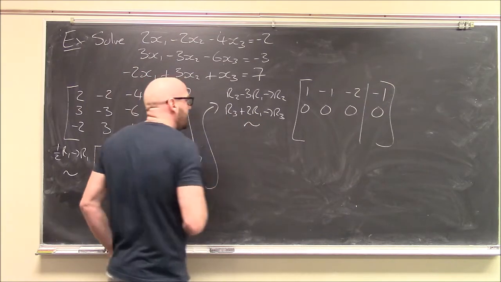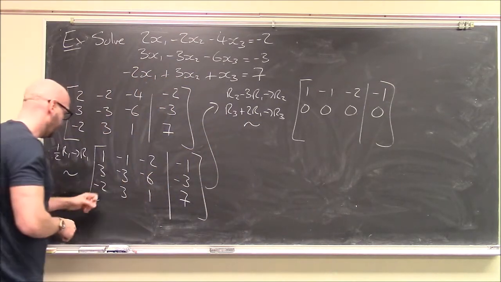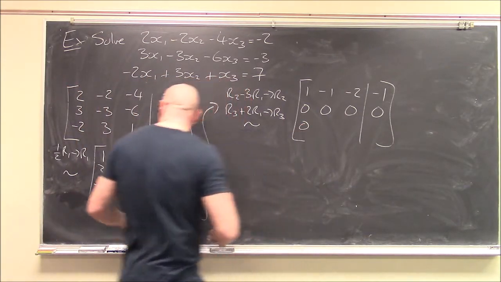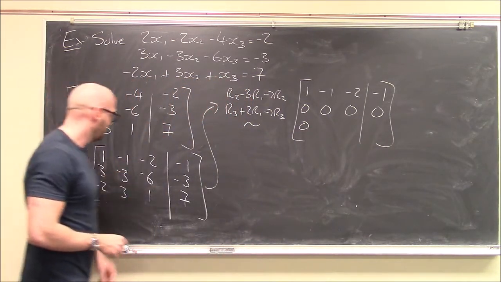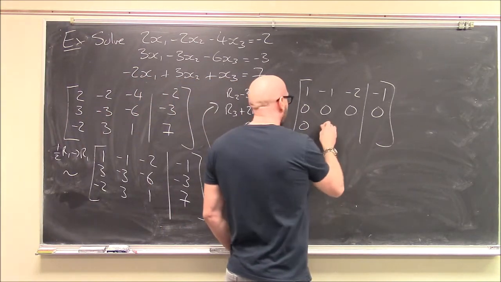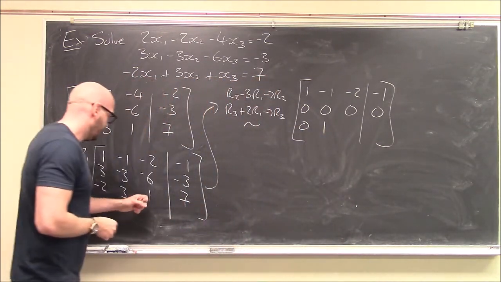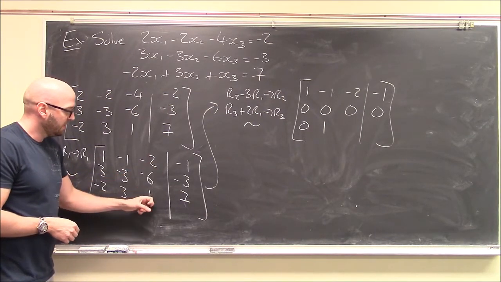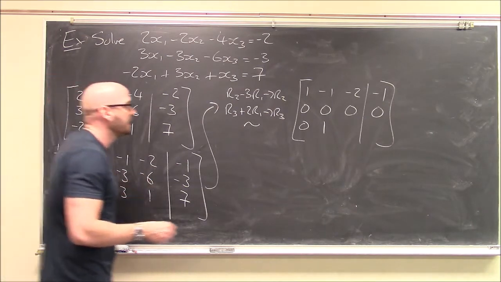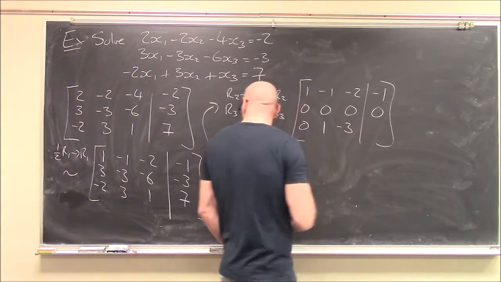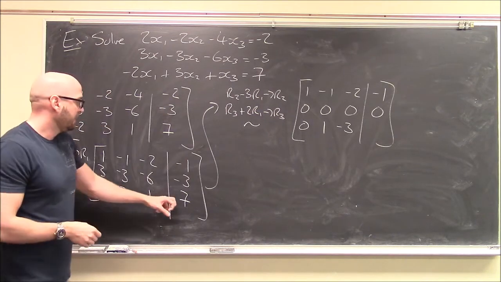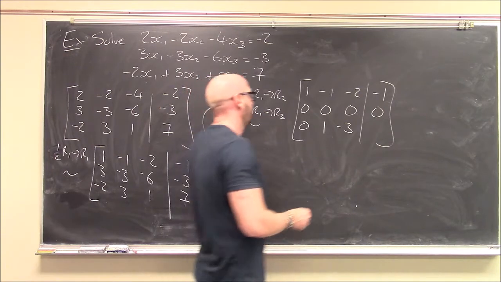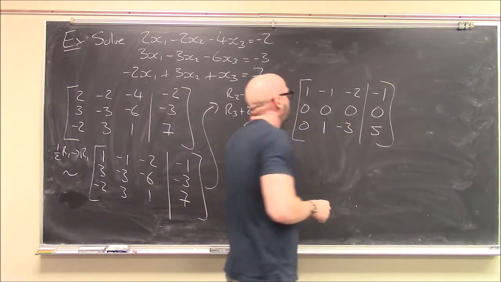And now we're doing row 3 plus 2 times row 1. Minus 2 plus 2 times 1 is 0. 3 plus 2 times minus 1, 3 plus minus 2 is 1. 1 plus 2 times minus 2 is 1 plus minus 4 is minus 3. And 7 plus 2 times minus 1, 7 minus 2 is 5. Cool.